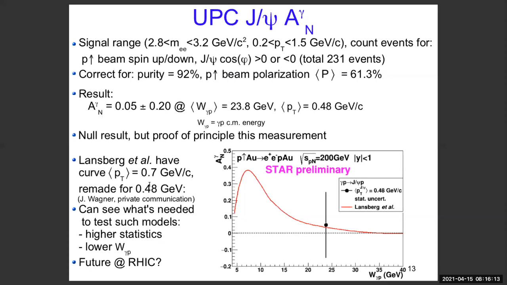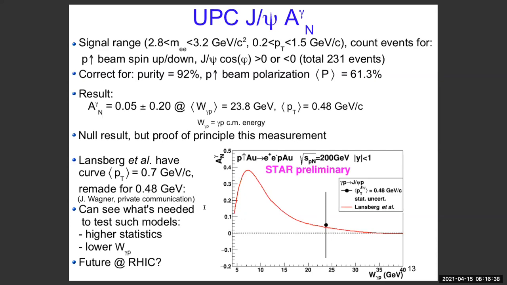Jakob Wagner kindly remade it for our kinematic region. And this plot shows our measurement compared with their curve. So, well, you can see what's needed to drive to a possible signal or a positive measurement. We would need to go to lower W, where the asymmetry is larger, and get more statistics, obviously.